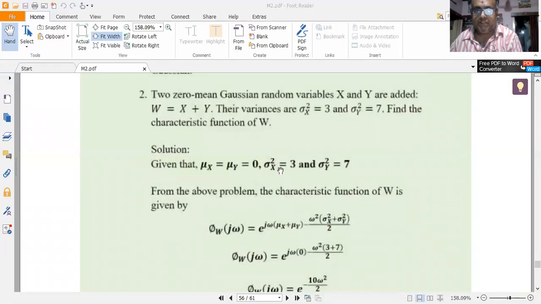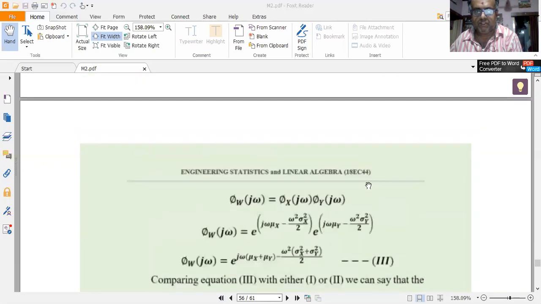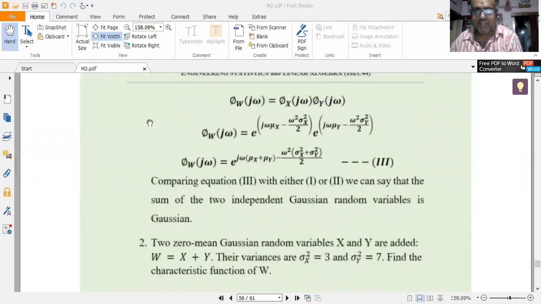Now, standard deviation sigma x of x is equal to root 3, and standard deviation of y, sigma y, is equal to root 7. So the characteristic function of w is given by phi w of j omega is equal to e to the power of j omega into mu x plus mu y minus omega squared by 2 into sigma x squared plus sigma y squared. I am using this equation.